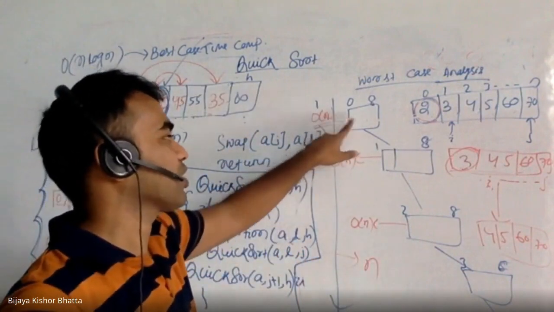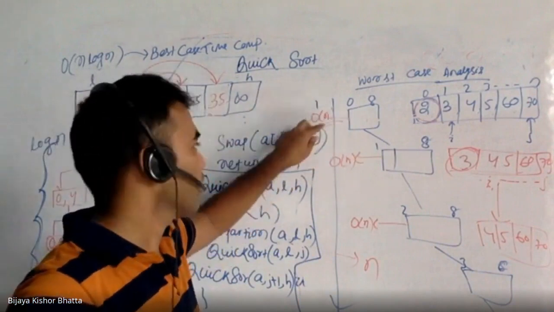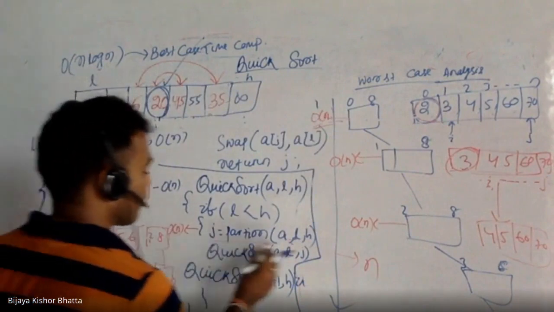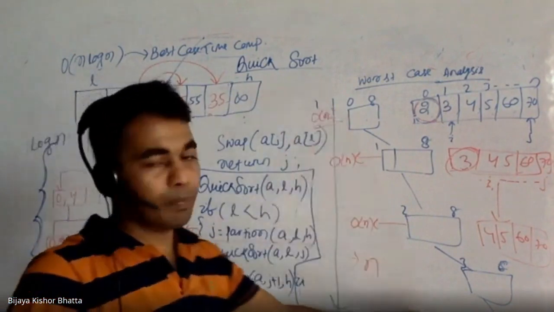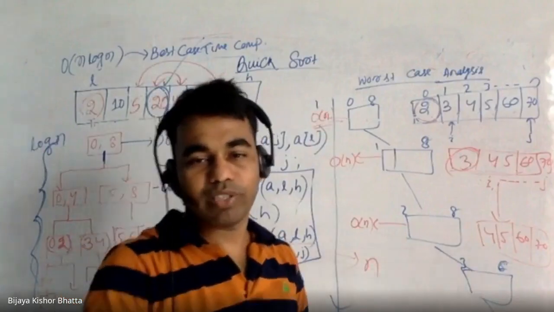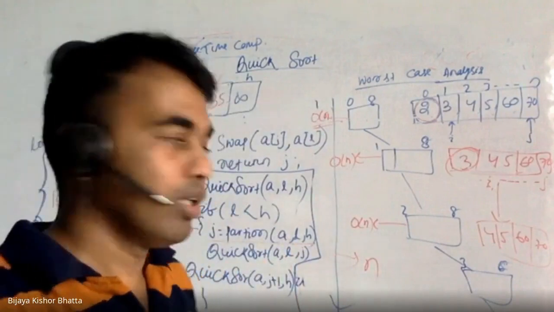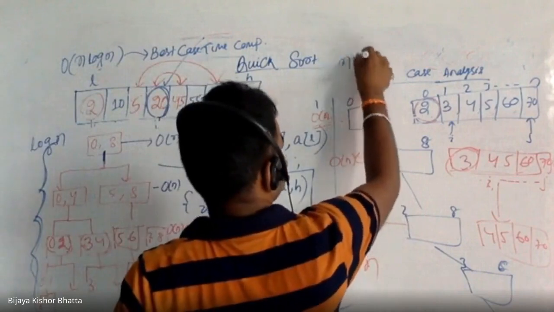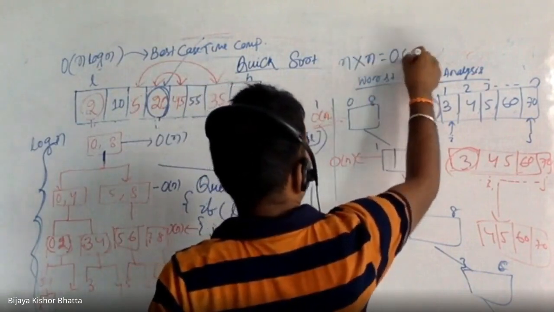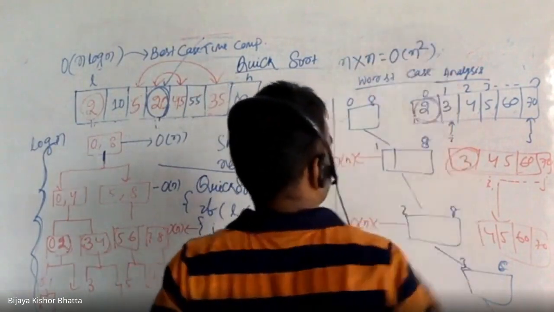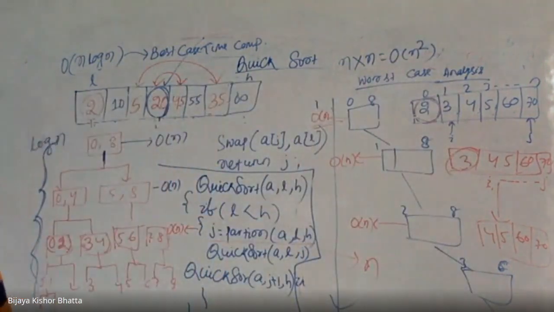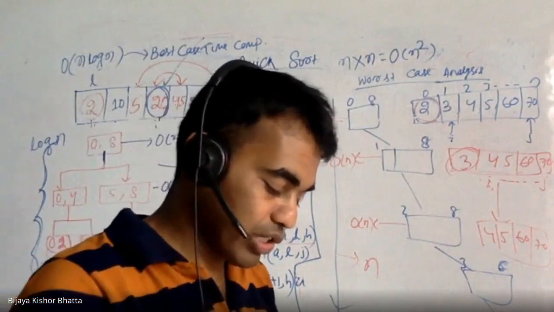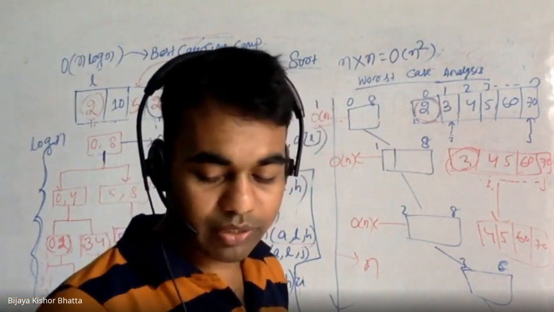So each partitioning, each step, is going to take order of n, because partitioning takes order of n, right? And how many partitionings are you doing, or how many recursive calls are you doing? n number of them. So that's why the time complexity is going to be n into n, which is big O of n square. So that is going to be the worst case time complexity. The worst case time complexity of quicksort is order of n square, right?